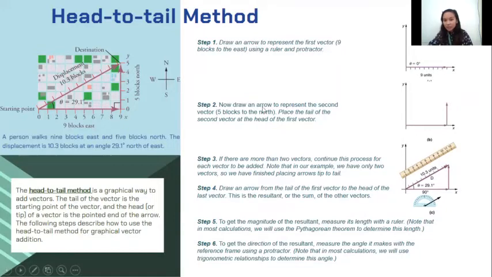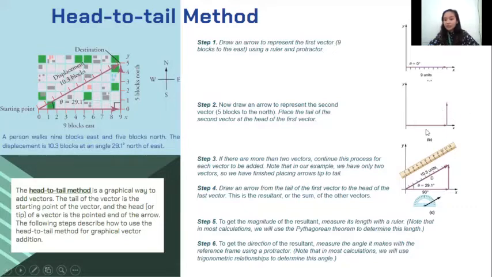And then, draw an arrow to represent the second vector. So, this is your second vector. This is 5 blocks to the north. And then, place the tail of the second vector at the head of the first vector. Okay, so, kung saan nag-end yung first vector natin, doon ninyo idudugtong si second vector natin.